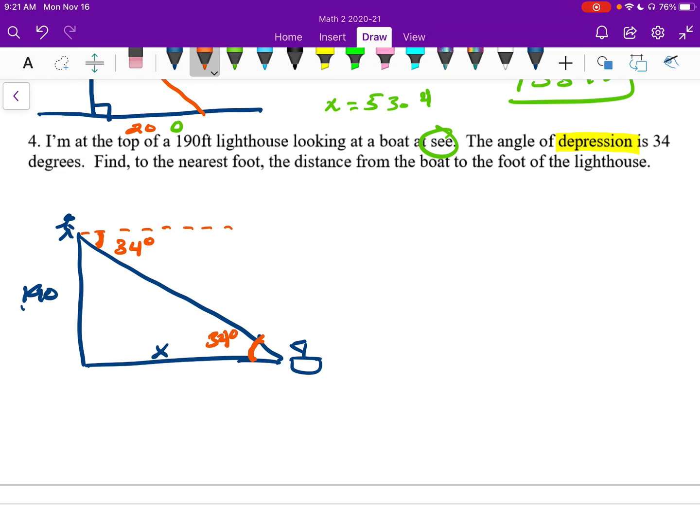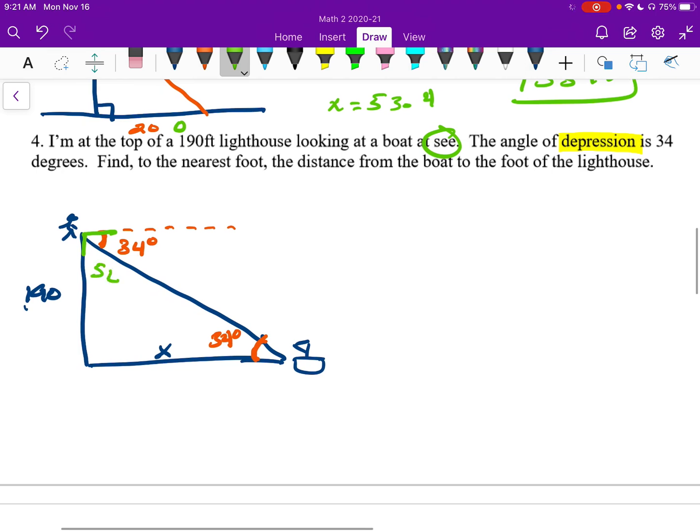Another way we could have done this is we could say, well, right here is a right angle. So if I take 90 minus 34, that gives me 56 degrees for right there. You can do them either way. It doesn't bother me. So I'm going to use the 34.